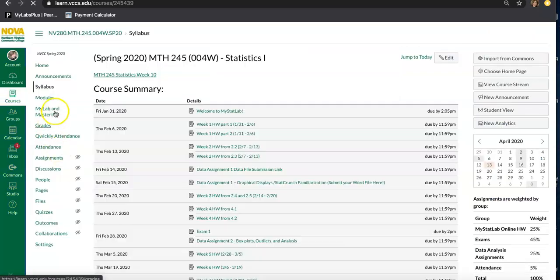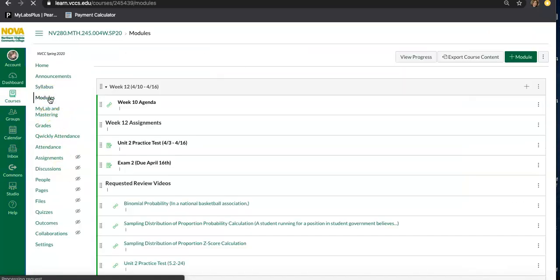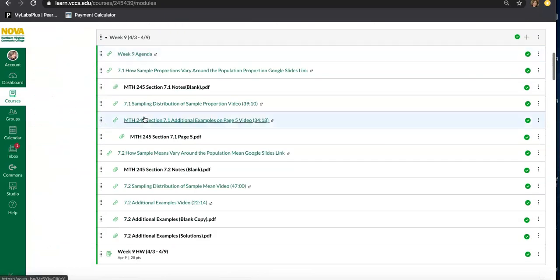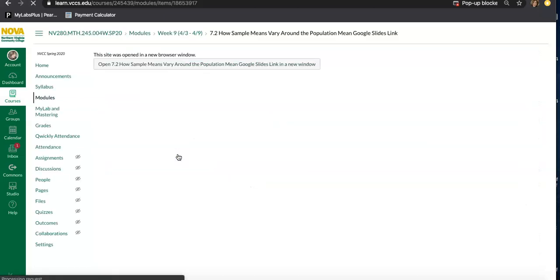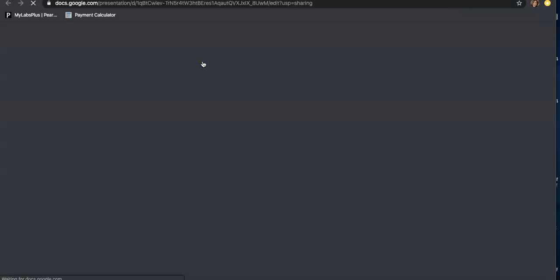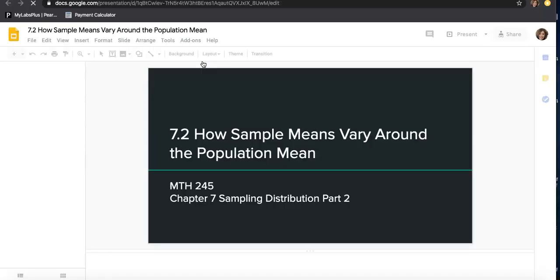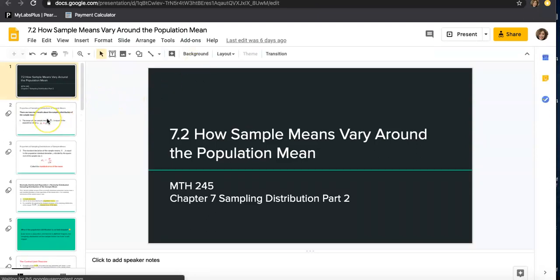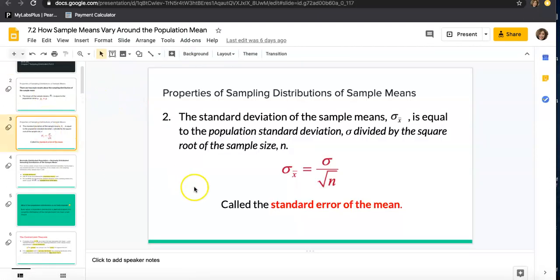This is 7.2. And I know you've got your exam coming up, and I've got to tell you, these exams are going to be all open note, and everything you need is already posted on Canvas for you. You just have to search for it. What I'm looking for is the sampling distribution standard deviation, and it's right here. The standard error formula is the population standard deviation divided by the square root of n.